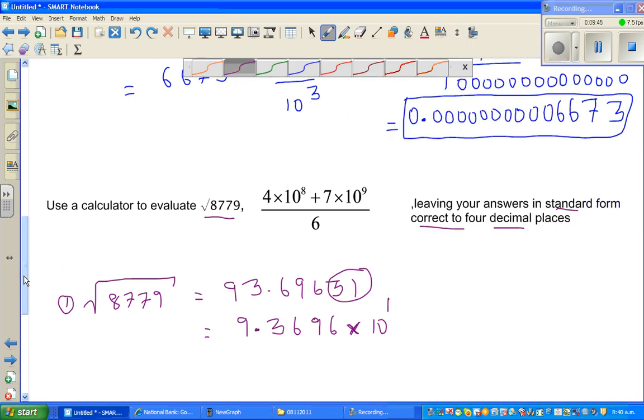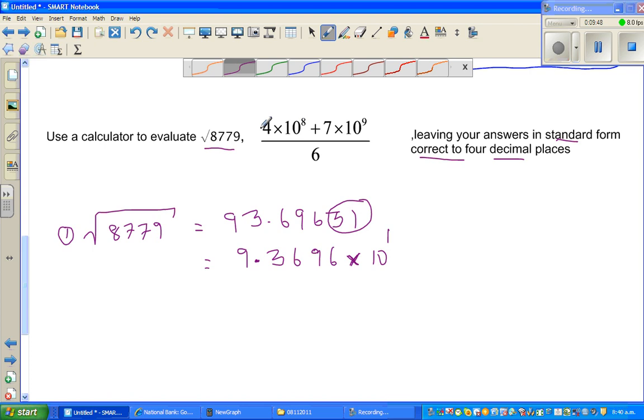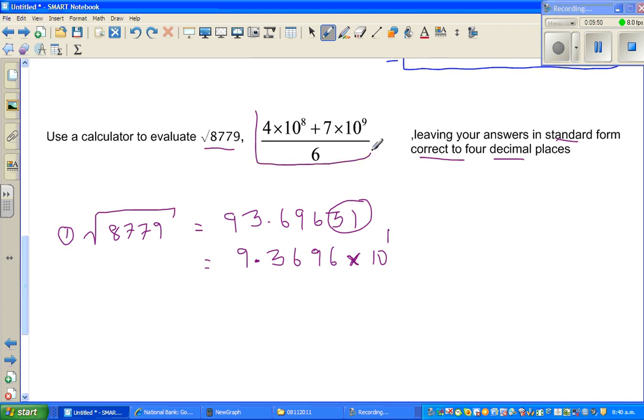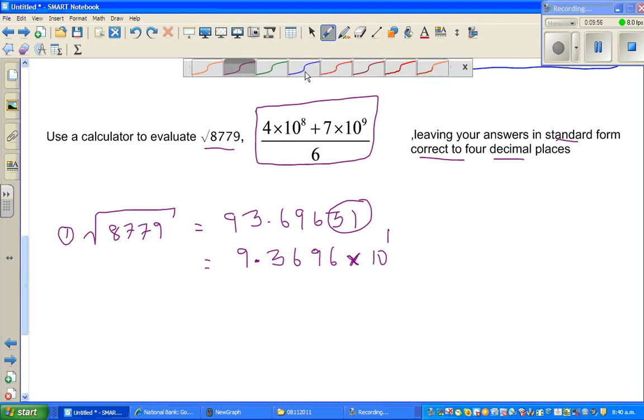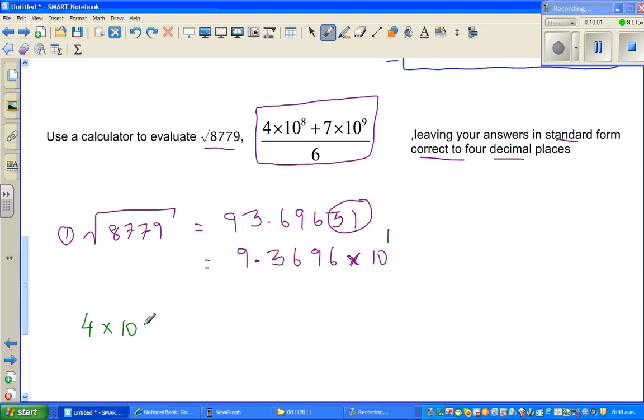Okay, the last question now. That is this number. You want to use a calculator and then simplify it, write in the standard form. So let me write the number again. Let me use green now. So this is 4 times 10 to the power 8 plus 7 times 10 to the power 9 over 6. So we'll put this in the bracket, okay, so the calculator will understand. So we'll use a calculator.